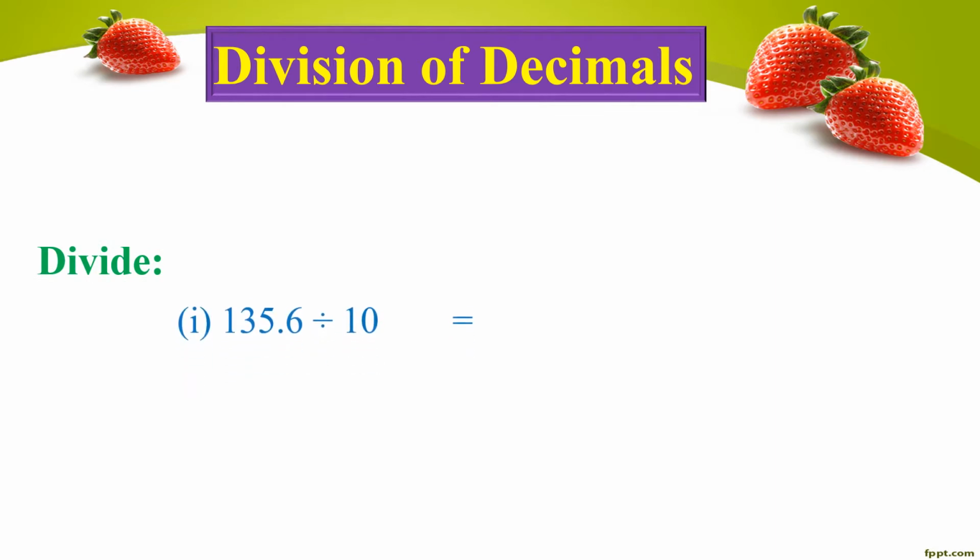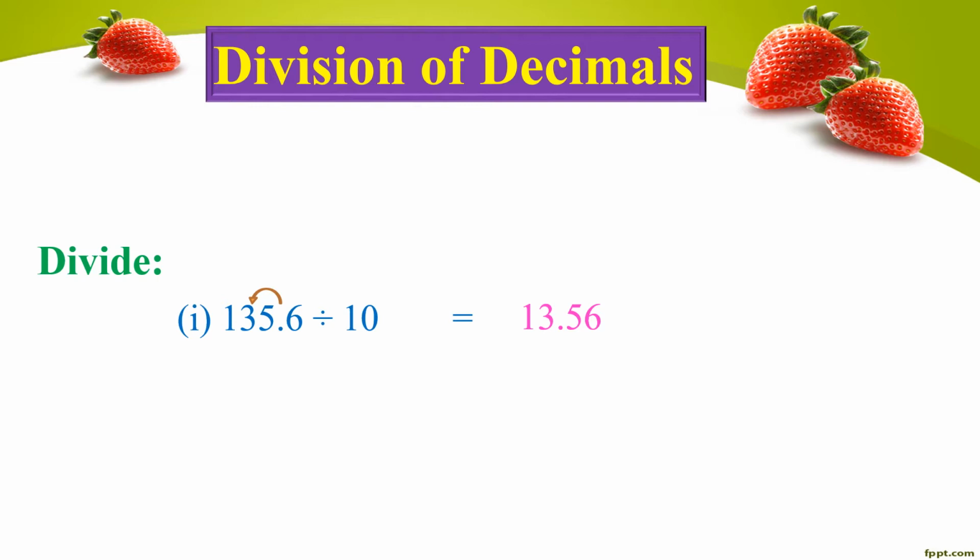Divide first sum: 135.6 divided by 10. Here, which is the divisor? You know very well, that is 10. Number of zeros in 10 is only 1. So, we have to shift the decimal point in the decimal number one step to the left. On doing so, we get the result 13.56. If there is 1 zero in the divisor, we have to shift one place to the left of the number.